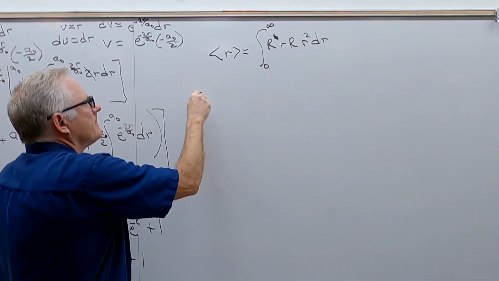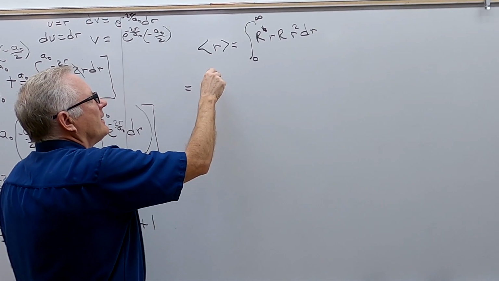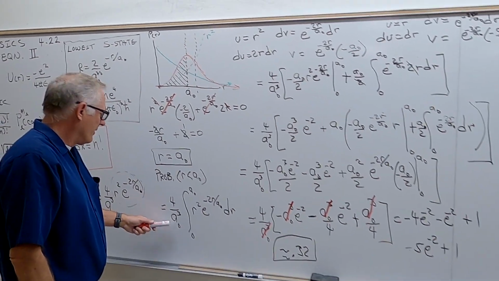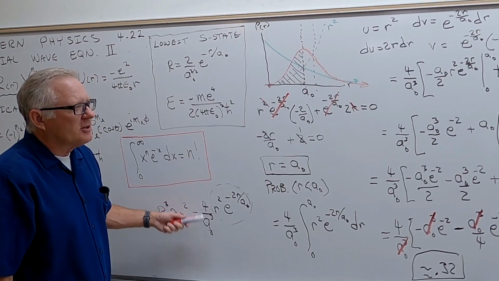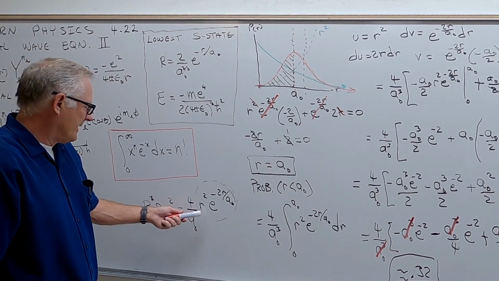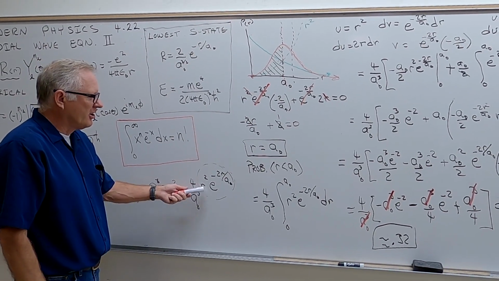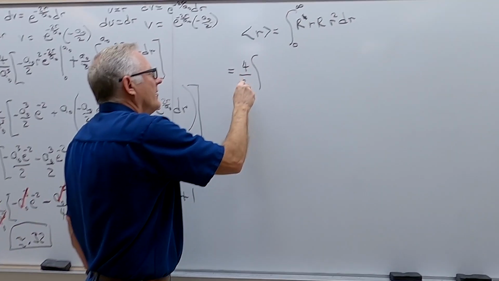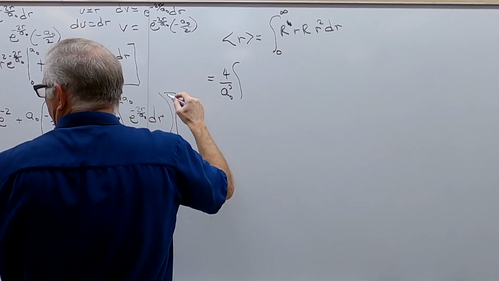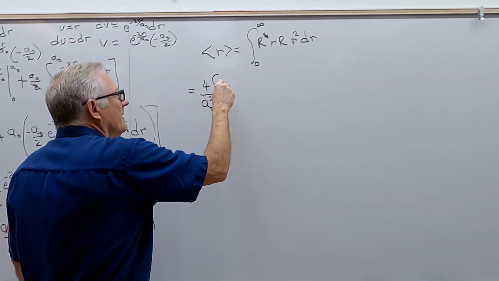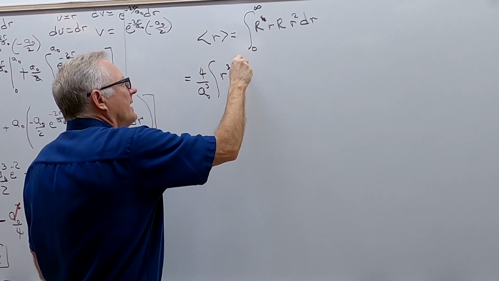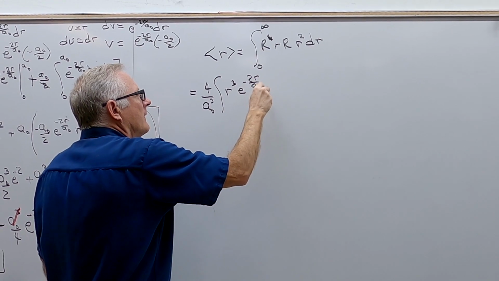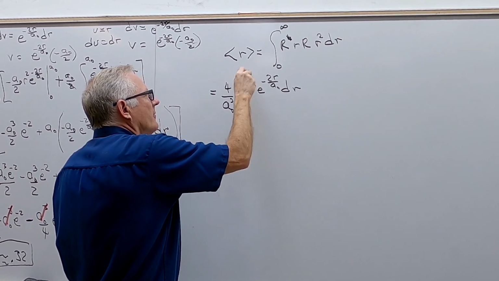So this is equal to the integral. Now if we square R, it still gives me the 4 over this. It's just going to be this with an extra R in it, because this was just R squared. Now we have an extra, it'd be R cubed e to the minus 4 over a naught cubed, and then it'd be R cubed e to the minus 2R over a naught dr from 0 to infinity.